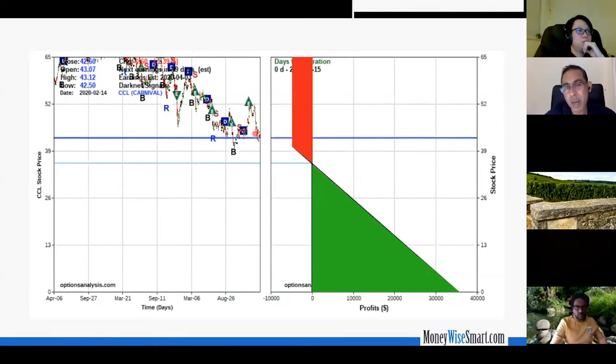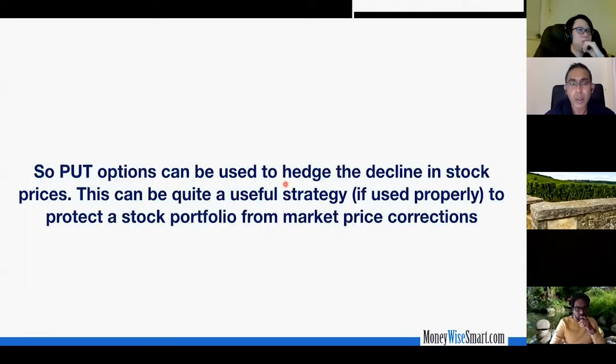So imagine what happens if the stock price just crashes. So put options can be used to hedge the decline in stock prices. And this can be quite a useful strategy if used properly to protect a stock portfolio from market price corrections.